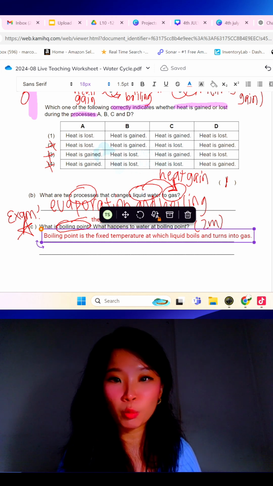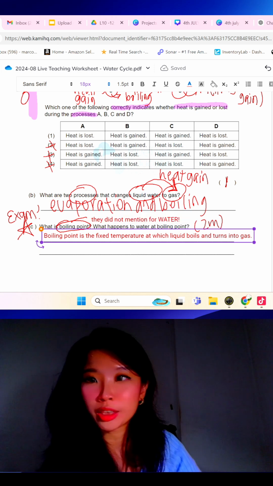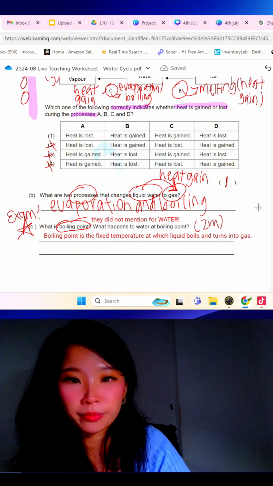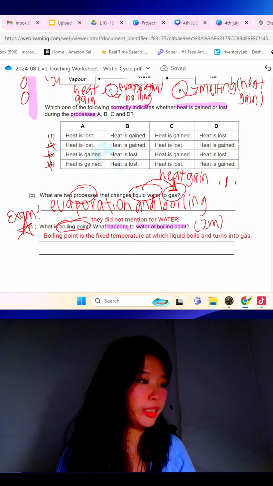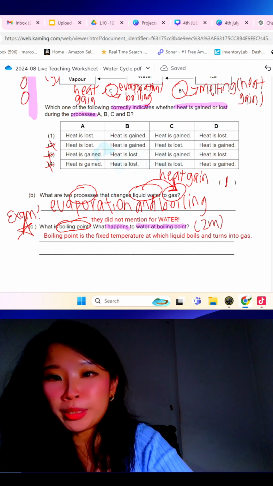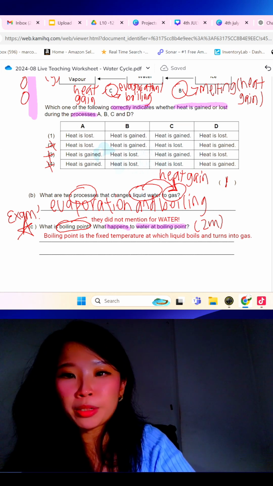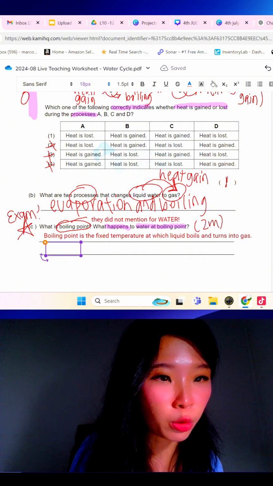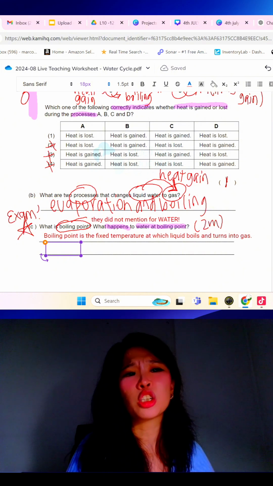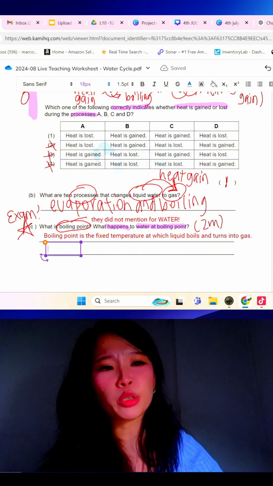Okay, now next. What happens to water at boiling point? Second one, then you can say, what happens? So they're talking about what happens, right? So your observation skills. I thought at the mountain, the liquid boils slower. They are talking about altitude here already.